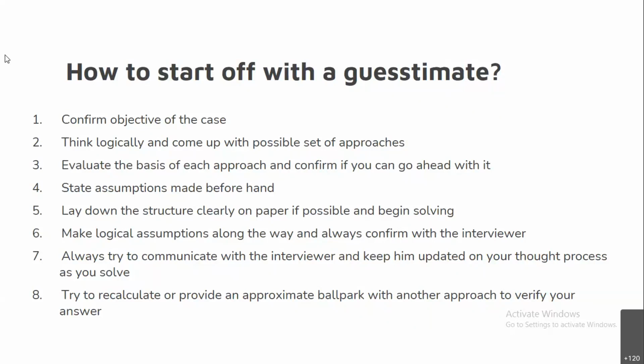So the first step that you need to do is confirm the objective of the case given to you. For example, let's assume a question something like the number of vehicles in a particular area. Now, what your doubt should be here is what vehicle are you considering? So it could be anything from a tricycle to a train. They're all considered vehicles. But when you start off estimating, even if you don't ask anything, you'll have to know what it is that you are looking at. So the first step is confirming what it is that you need to calculate in the first place.